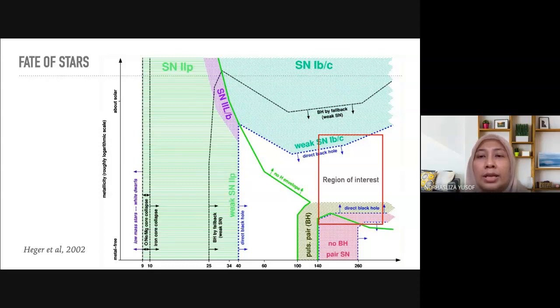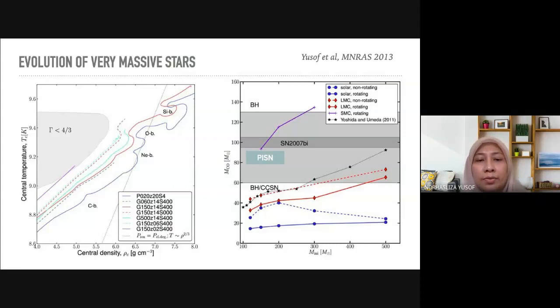Since this is a continuation of my former work, we have studied the evolution of very massive stars, and we see the normal evolution for solar metallicity. Solar metallicity means the metallicity is similar to our sun. What happens if we have a star whose metallicity is lower than our sun? It means it is a bit older than our current sun.